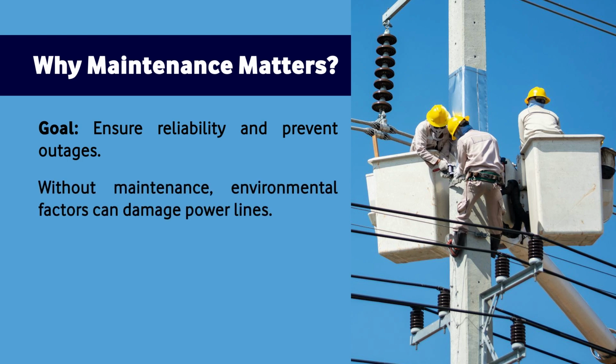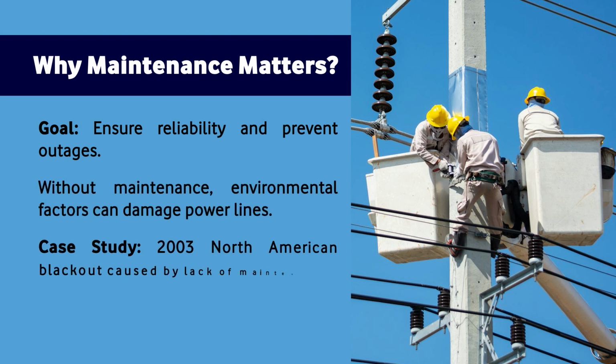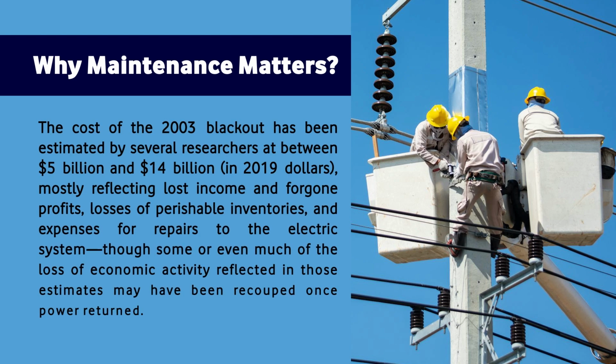Let us take a case study. Take for example the 2003 North American blackout, one of the largest blackouts in history. A power failure in maintaining a section of the grid led to a cascading effect that left 50 million people without power. This incident highlighted the critical importance of regular inspections and proactive maintenance.